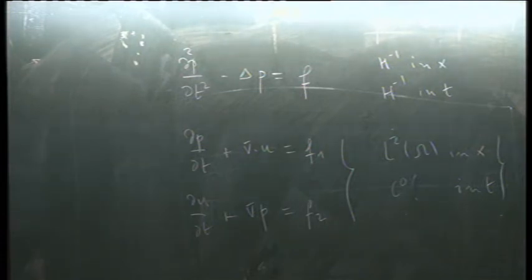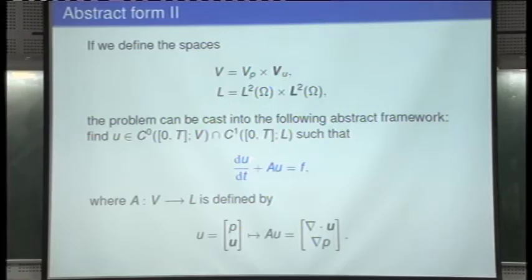Just one question, right? Here you are getting du by dt plus Au. So you are saying that u belongs to C1 because you are taking du by dt. Yes. But suppose it were d square u by dt square, then that should be C2. No, it depends. That depends on in which sense do I understand this equation in time? In which sense do you want?